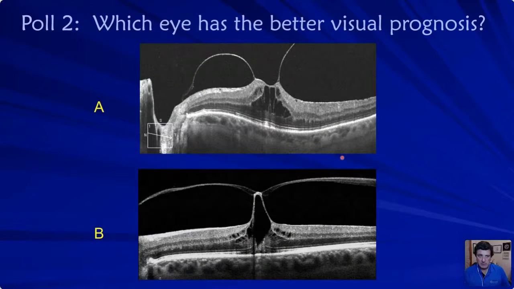So I'm going to show you two here. These are two eyes with vitreomacular traction. Which one has better visual prognosis? Joe, if you can launch that poll, that should be polling question number 2. There's just 2 answers, it's either A or B. Which one has a better visual prognosis going on here?